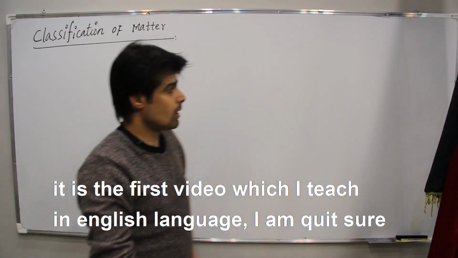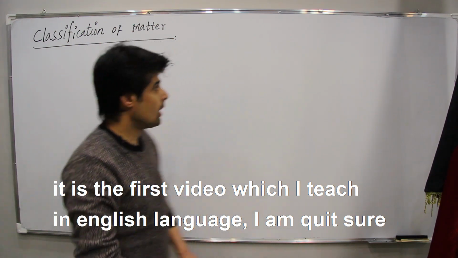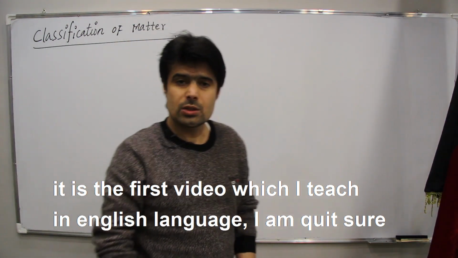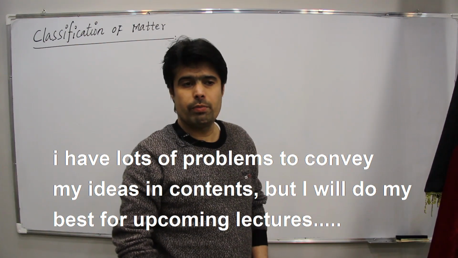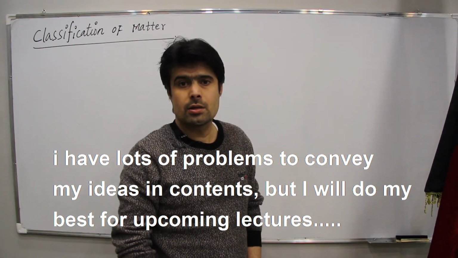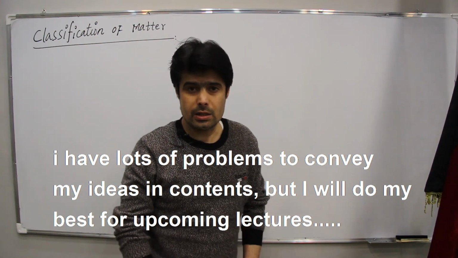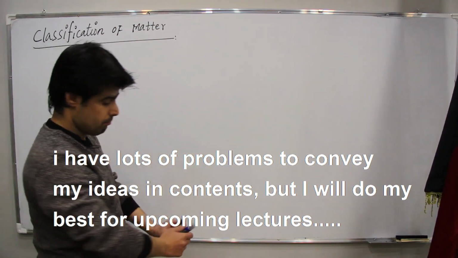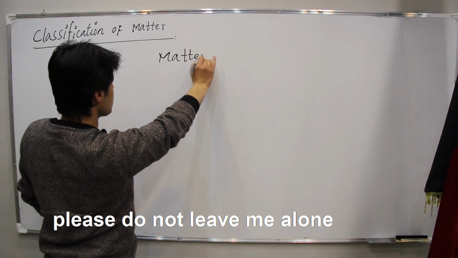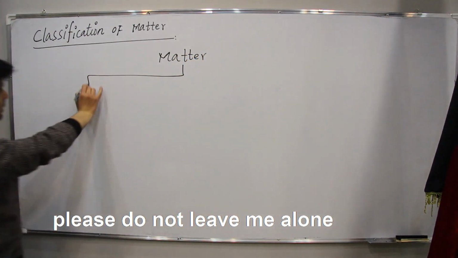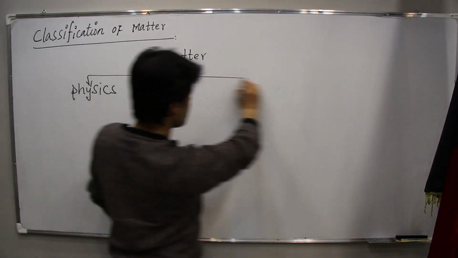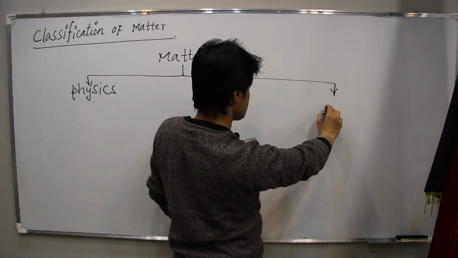By the way, today we have the first lecture of chemistry, and that is classification of matter. Before we go to the planets, before we go to the human beings, first, all of this world is made of matter. Matter or substance is divided according to two points of view. First, according to physics. Second, according to chemistry.